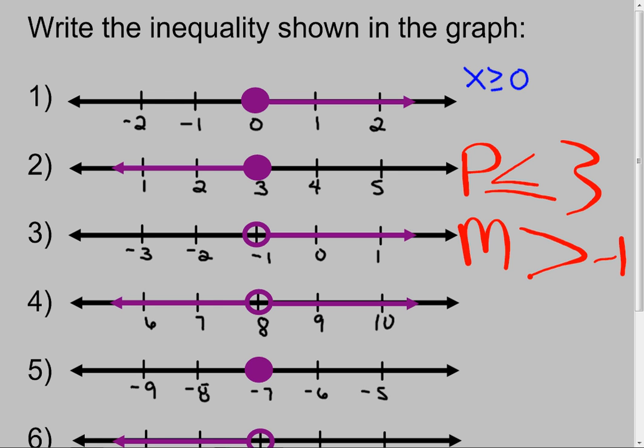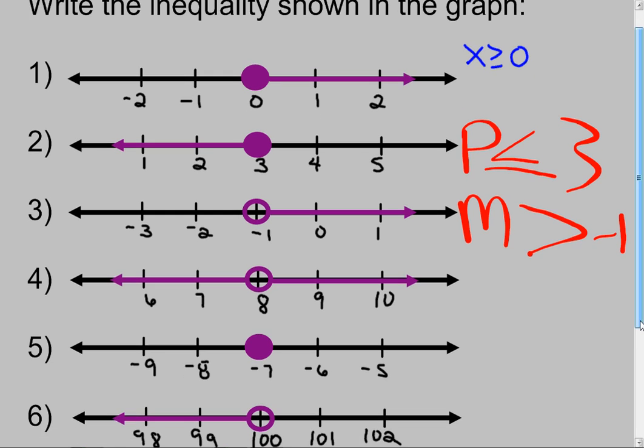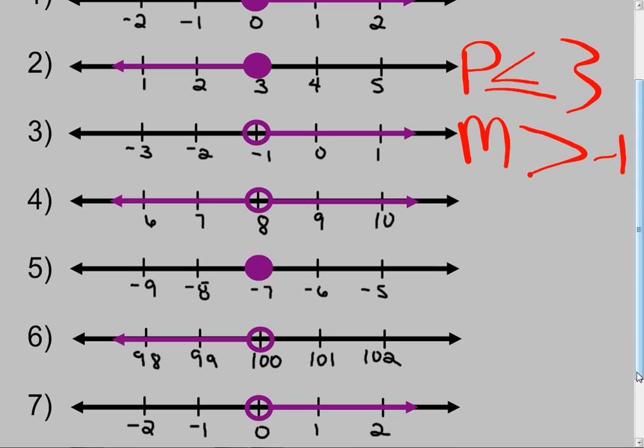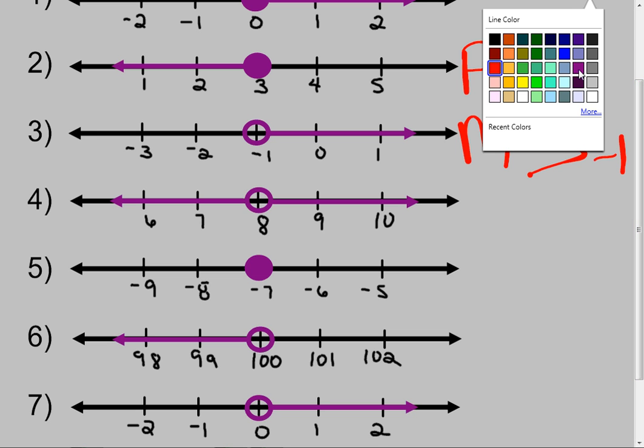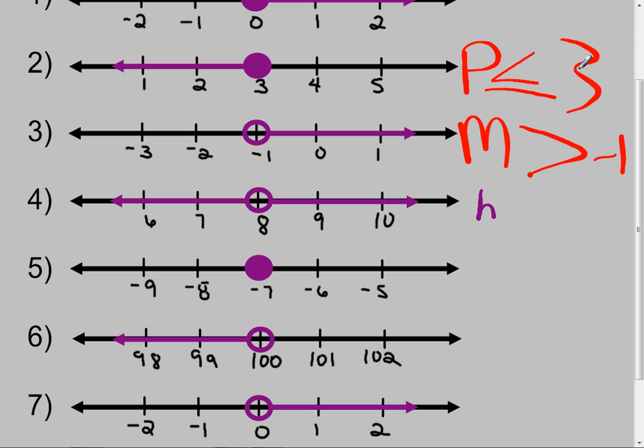How about Chelsea or Melissa? Do you know how to do number 4? Hannah, do you know how to do number 4? It's everything except a number. What is it except? And what letter do you want? How about H for Hannah? H is, what number are we not including? This is the not sign. What number is that that's got the open circle? It's 8. That's right.